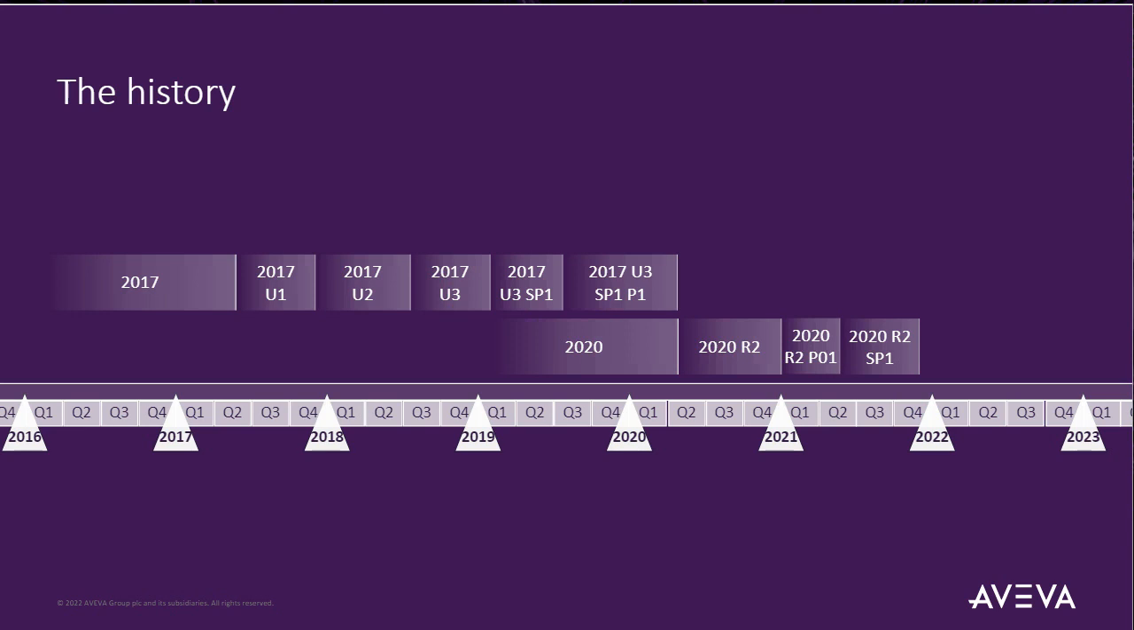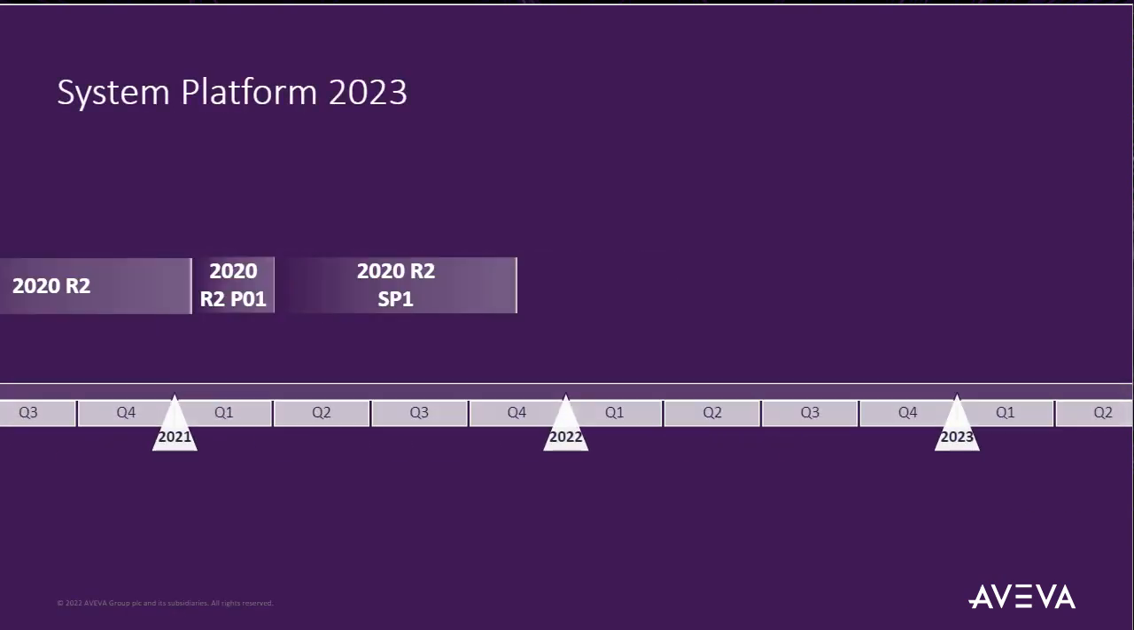We've already had a 2020 release. We had a 2020 R2 release. And of course, the release we're talking about today is going to be the System Platform 2023 release, which we released just about in the beginning of Q3 of this year.